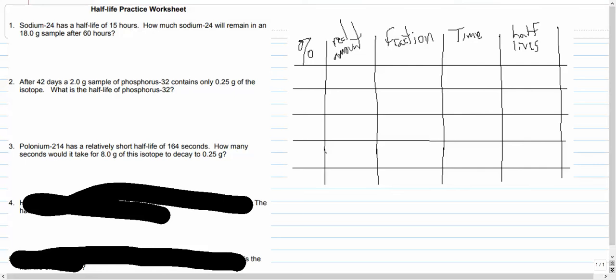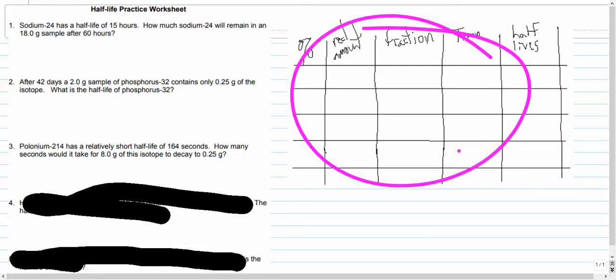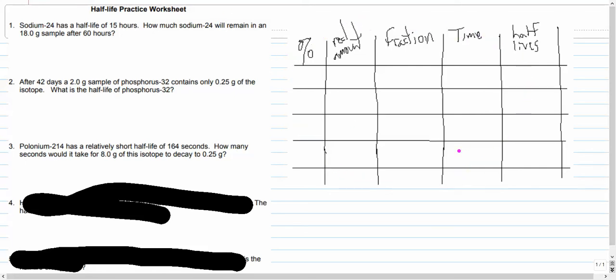I'm going to shoot this video twice. I'm going to shoot this video once using this table and then once using the graph. I tried to do them both in the same video and it just didn't work. My brain couldn't handle it. So here we go. Number 1, let's look at that.